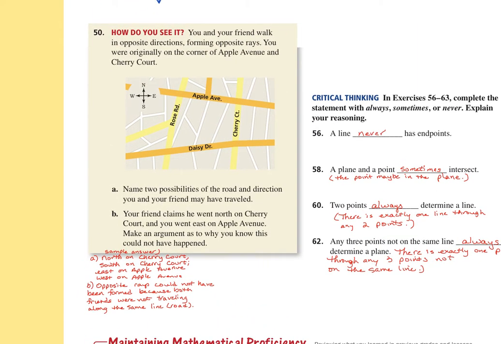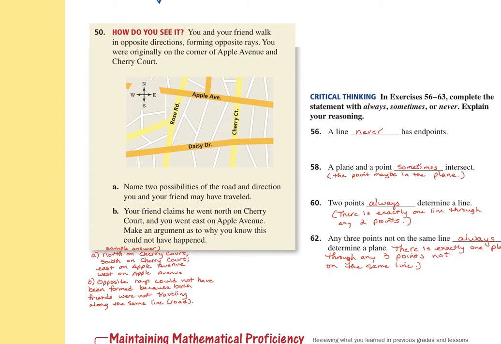All right, 50, so it said your friend and you walk in opposite directions, forming opposite rays. You were originally at the corner of Apple Avenue and Cherry Court. Name the two possibilities of the road and direction you and your friend have traveled. So the only two, north and Cherry Court or south and Cherry Court, are the only ones that are in opposite directions on that side. They had to form a straight line, so the other one would be Apple Avenue. It doesn't work with the other ones because they're not straight lines. So opposite rays form straight lines.